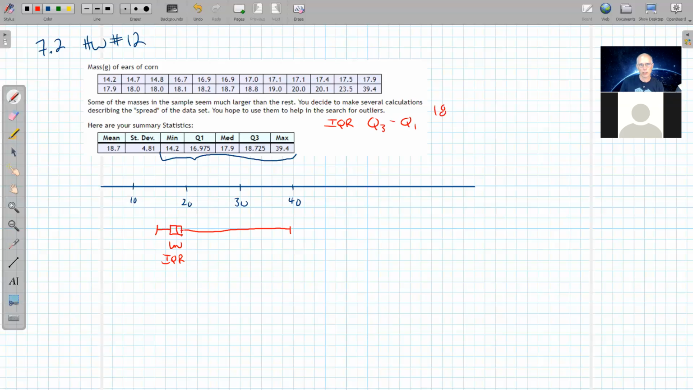So 18.725 minus 16.975 to get the width of that box. So if we subtract we get 0, and then 5, and then 7, and 1. So it's pretty narrow width. 1.75 is the width of that box.